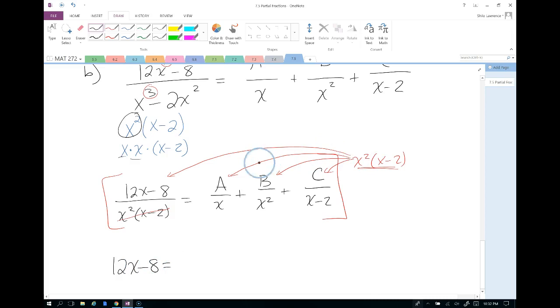When I multiply into my a over x, one of the x's will cancel, and I'll be left with a times x minus 2. When I multiply into my b over x squared, the x squareds will cancel. I'll be left with b times x minus 2. And then when I multiply into my c fraction, the x minus 2's cancel, so I'm left with cx squared.